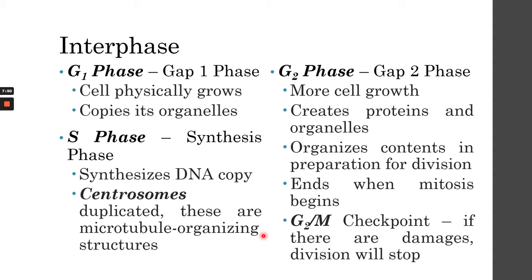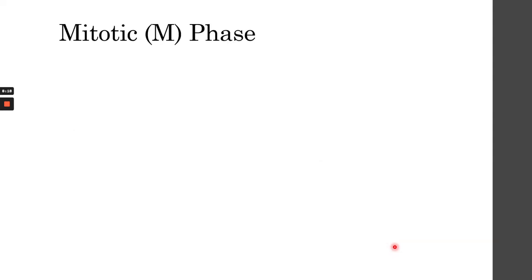Okay, this is very important kasi nga, especially on the DNA, if the duplicated DNA is damaged, it has to be repaired first. Otherwise, yung magiging duplicate niya, yung magiging daughter cell niya, it will not survive. Okay, so if there are damages, the division will stop, and the cell will spend time repairing those damages.